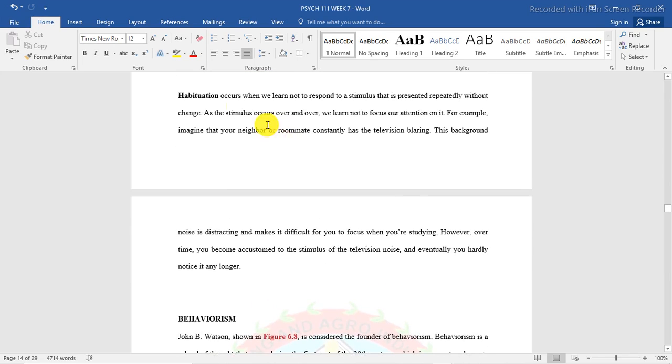So, what is habituation? Of course, it is when we learn not to respond to a stimulus that is presented repeatedly without change. As the stimulus occurs over and over, we learn not to focus our attention. For example, imagine that your neighbor or roommate constantly has the television blaring. So, this is habituation. Example, you have a neighbor whose TV is very noisy. At first, it's okay with you.